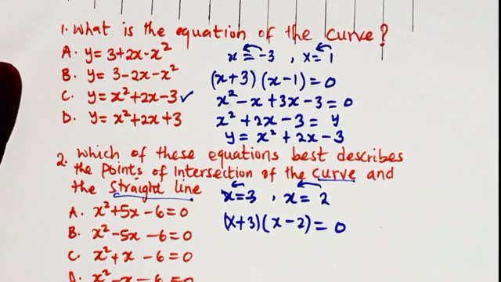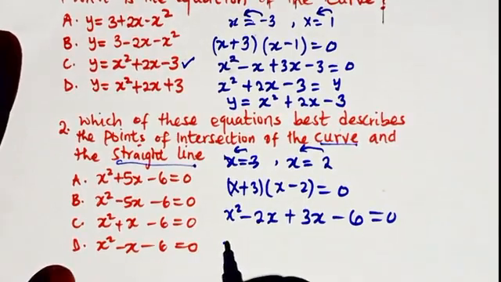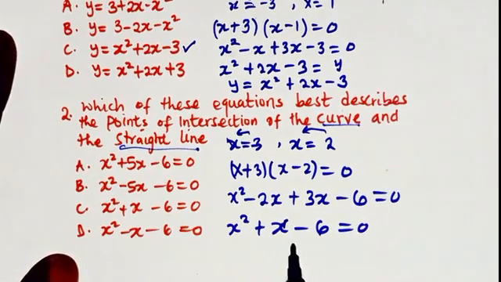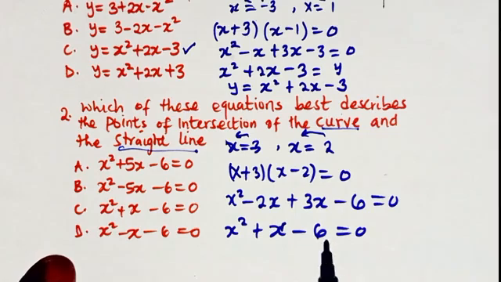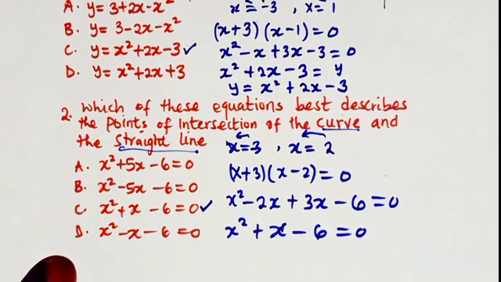Okay, so now here we're going to open the bracket, multiply this by this, x times x, we have x squared, x times minus 2, we have minus 2x, 3 times x, we have plus 3x, then 3 times minus 2, we have minus 6, then equals 0. Are you following? So now from there we have x squared, minus 2x plus 3x, we're going to have plus x, then minus 6, then equals 0. So now we have the equation as x squared plus x minus 6 equals 0. So now let's check our options there. We have x squared plus x minus 6 equals 0. So therefore we have option C to be the solution to the problem.